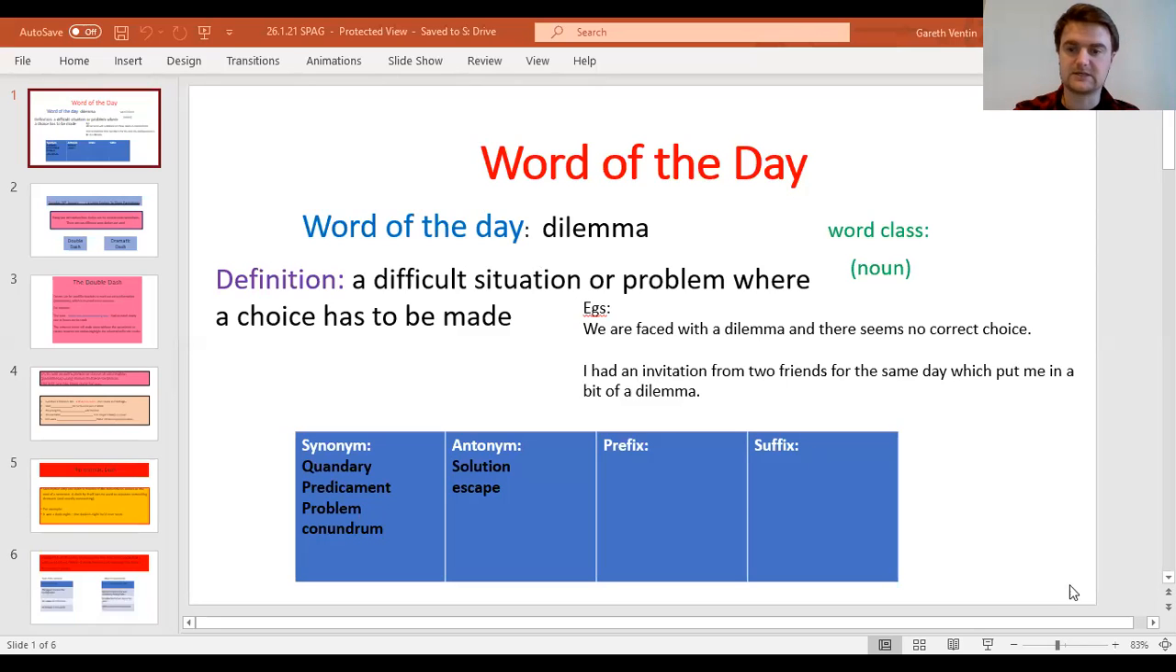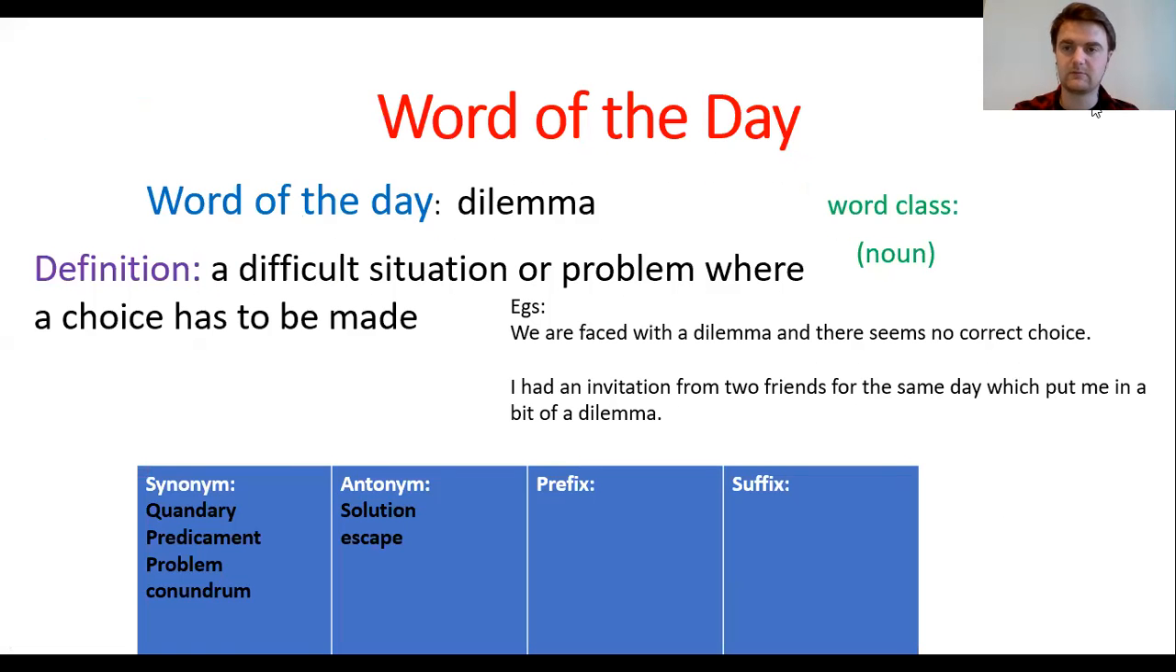But first of all, as always, what on earth is our word of the day? So our word of the day today is dilemma. A dilemma is a difficult situation or problem where a choice has to be made. And we do look at the word dilemma when we're looking at our story planning as well. So two examples: we are faced with a dilemma and there seems no correct choice.